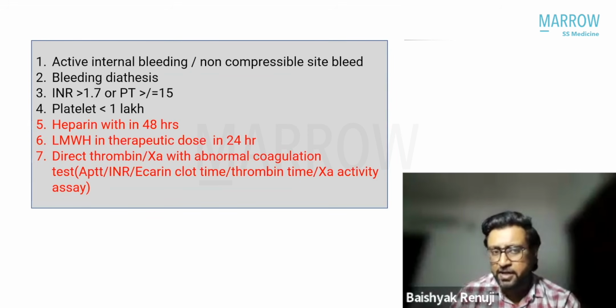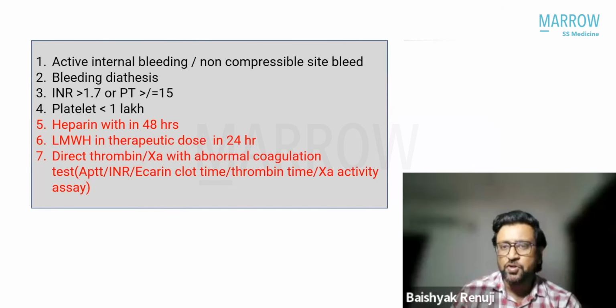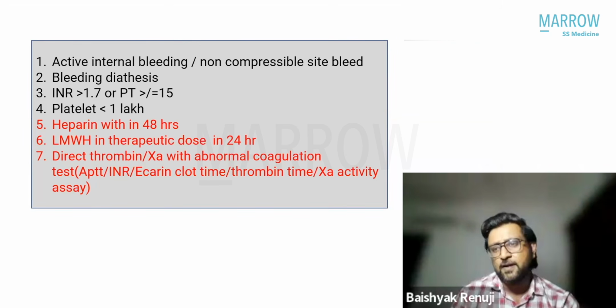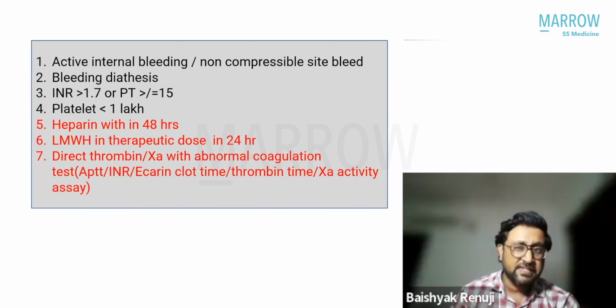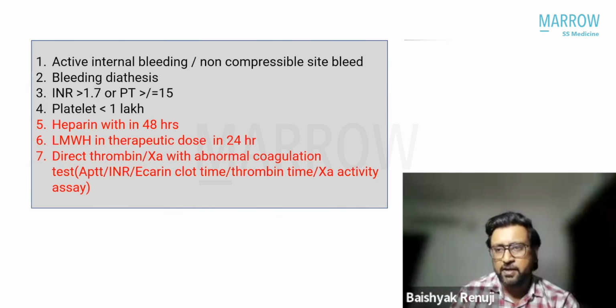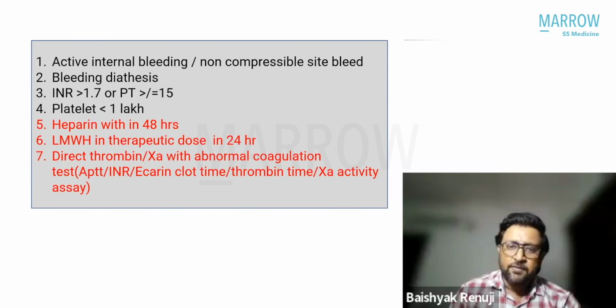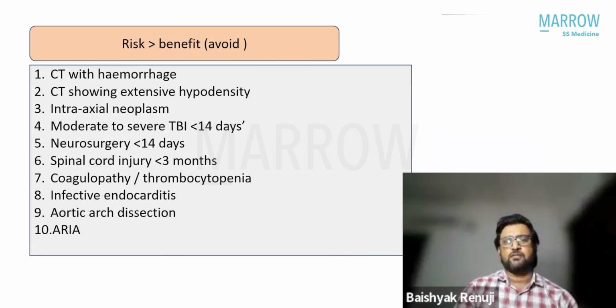Bleeding diathesis is a contraindication. INR, PT, all these things are there. Heparin, they are not properly commenting on in the new guidelines. I'll discuss that later. LMWH therapeutic dose within 24 hours was a contraindication previously. Now they are not mentioning that. They are just telling about heparin: you have to check the APTT, PT/INR, and if it is normal, you can lyse. Again, the last part is almost the same. So I'll go to the new guidelines.